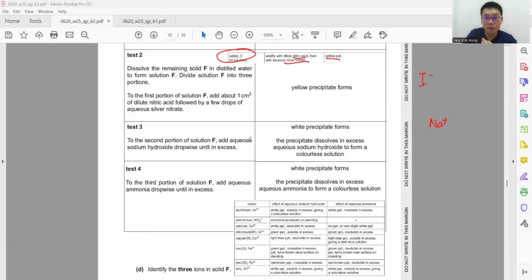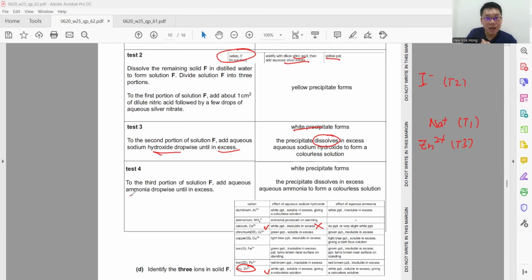Then the second portion of F, add NaOH dropwise until excess. So it will form a white precipitate and dissolve in excess. A white precipitate insoluble in excess, so we confirm it is not Ca. A white precipitate soluble in excess, so we can confirm it is zinc. So this is for test 1, test 2, test 3.